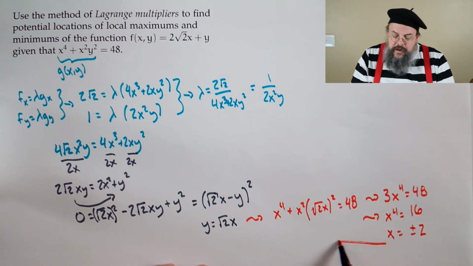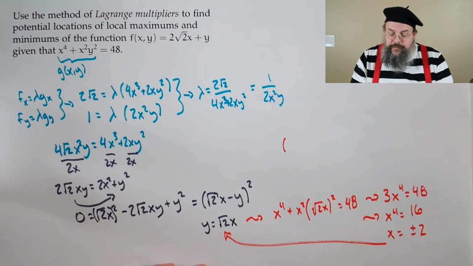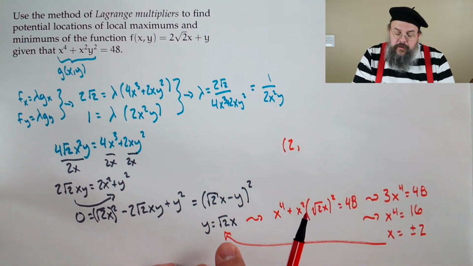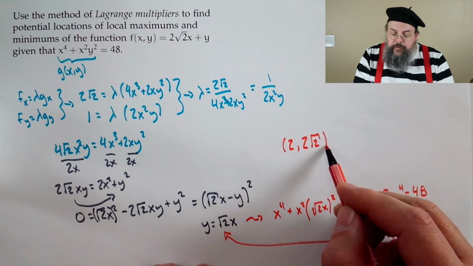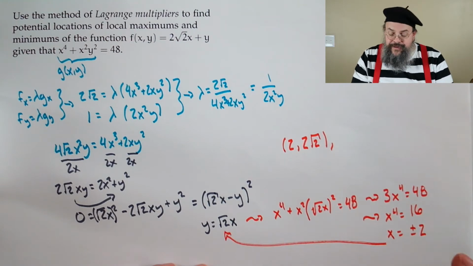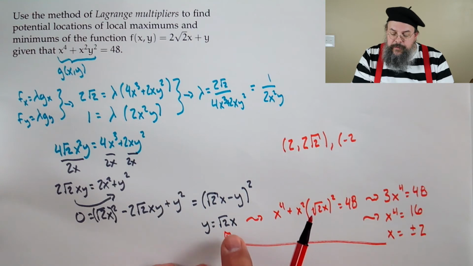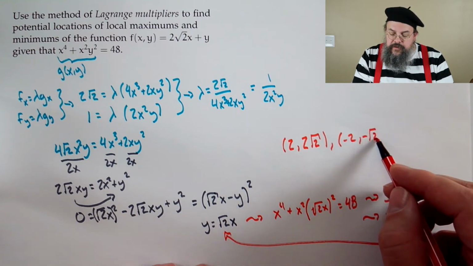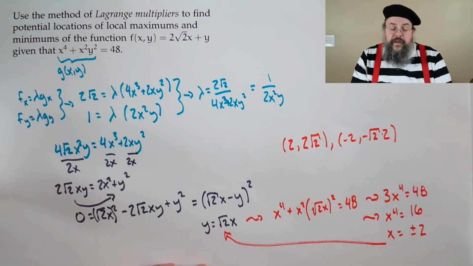But remember, we also have to get y. So we end up with a pair of points, 2 potential locations. When x equals plus 2, y would be square root of 2 times plus 2. All right, that's 2 root 2. And if we plug in x equals minus 2, we're going to end up with minus 2 times square root of 2. So that's minus 2. Oh, no, minus root 2 times 2. Okay. All right, still correct. Just a strange way to write it.